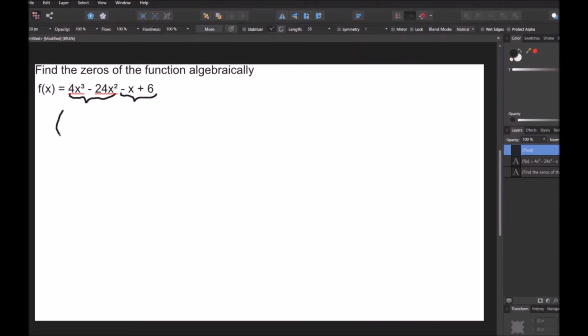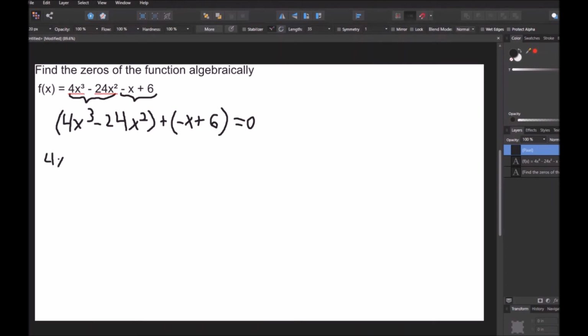So what I'm going to have is 4x cubed minus 24x squared plus negative x plus 6. And this is going to be equal to 0, because when they say find the zeros of the function, they want where f of x equals 0. So I just moved f of x over to the right side of the equation and made it 0. In 4x cubed minus 24x squared, I can factor out a 4x squared.